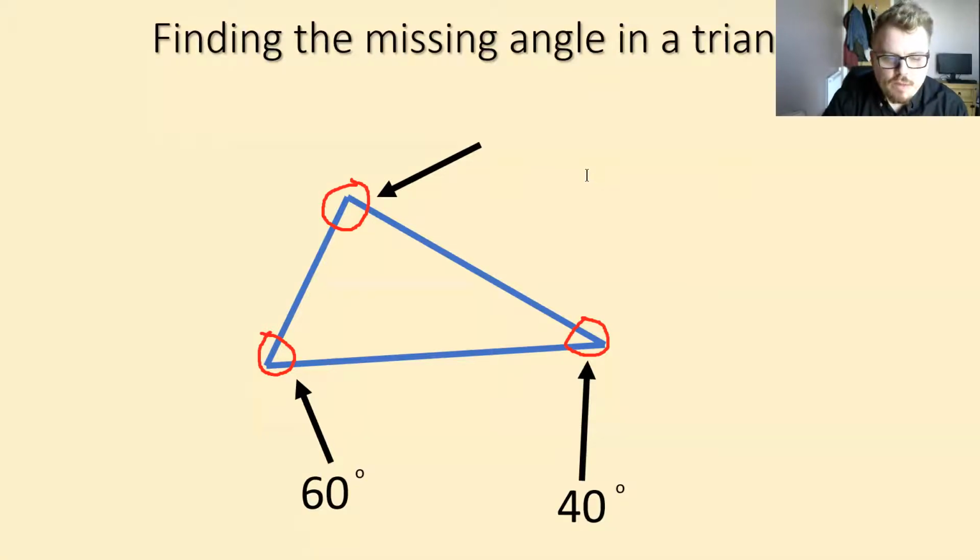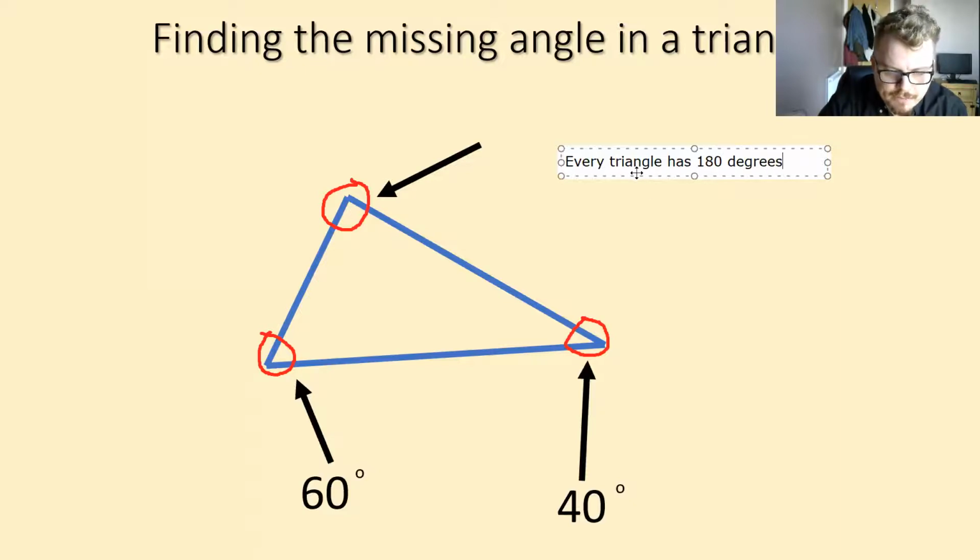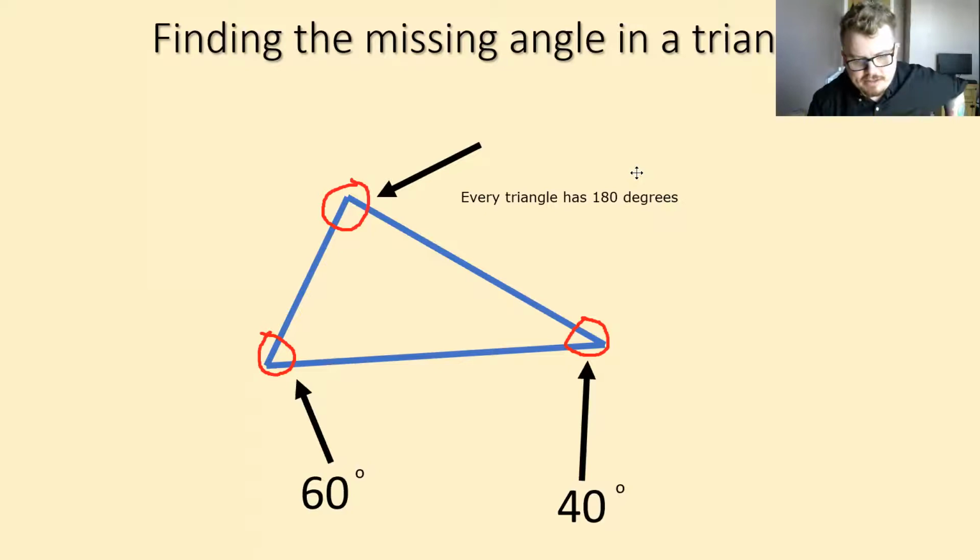One thing we need to remember is that every triangle has 180 degrees. Every single triangle has 180 degrees. It doesn't matter how big or small the triangle is, it's always going to have 180 degrees. That makes our job very simple, because we've got the bottom left one, which is 60, and the bottom right one, which is 40. If we add 60 to 40, we get 100.